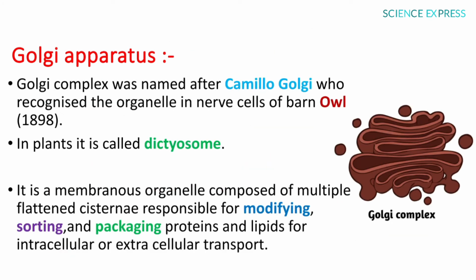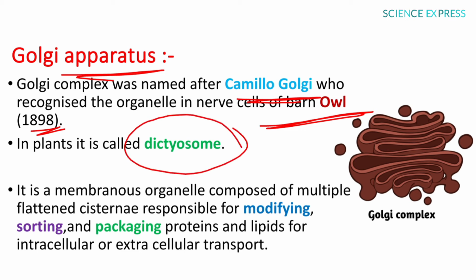Next cell organelle, Golgi apparatus. Golgi complex was named by the scientist Camillo Golgi in the year 1898, who recognized the organelles in the nerve cell of the barn owl. In the plant cell, the Golgi apparatus is called dictyosome, and it is a membranous organelle composed of multiple flattened cisternae, responsible for modifying, storing and packaging. That is the main function of the Golgi apparatus, or Golgi complex. Clear?